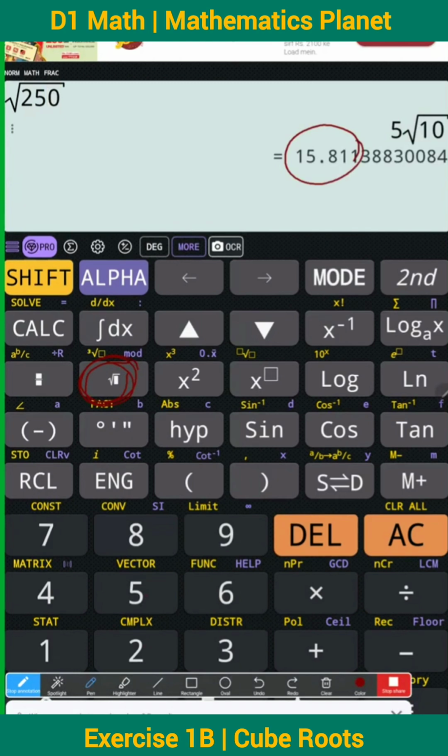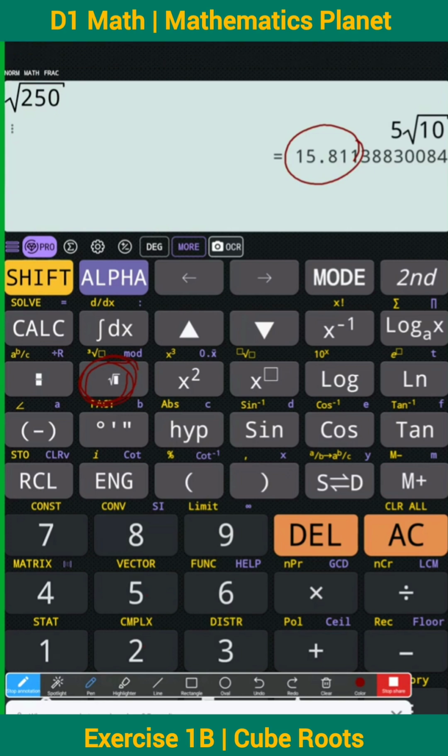No, miss. Miss, my calculator is showing something else. Mine is 5.8. I wrote 10 and then 5 on the side. So you have to press this button. There will be a button above the del button, there will be S, D. Press this button, you will get the correct answer. Miss, I got it. Do everyone get 15.8 now?